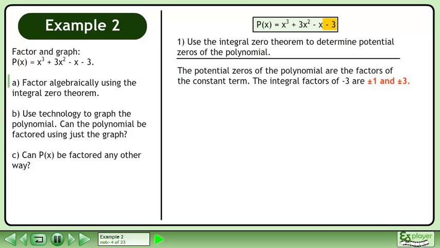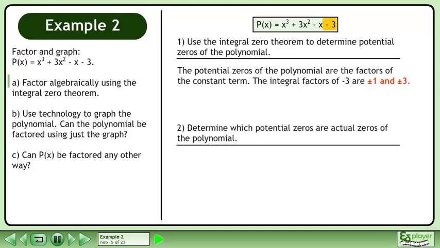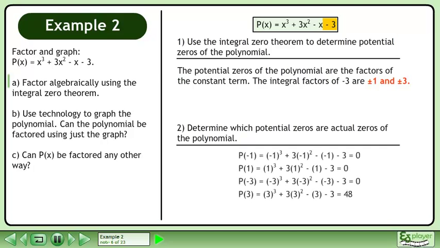The potential zeros of the polynomial are the factors of the constant term. The integral factors of -3 are plus minus 1 and plus minus 3. The second step is to determine which potential zeros are actual zeros of the polynomial. The calculations for this step are shown. The zeros of the polynomial are -3, -1, and 1.